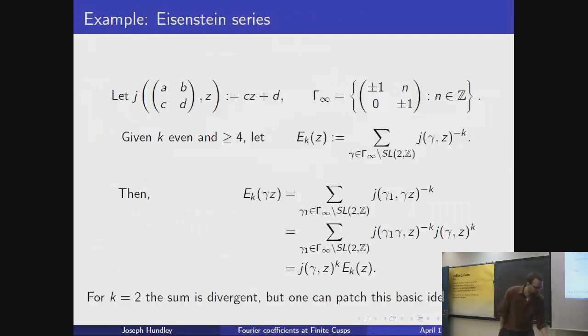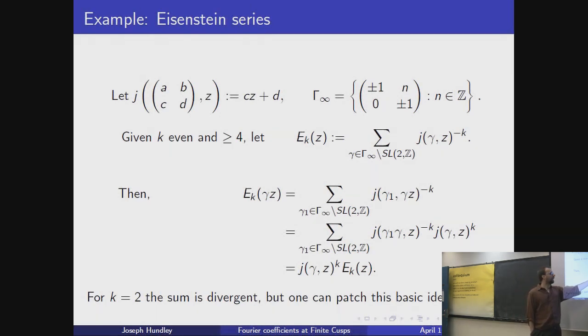Now, here, I know that I'm going to take this to an even power. And that's why I'm invariant by matrices with negative ones on the diagonal. And so if we know we're invariant by gamma infinity, what we could do is just try to average over SL2Z mod gamma infinity and produce something that would then be invariant by all of SL2Z. And sure enough, that's the Eisenstein series. I need to take k to be at least 4 in order to make the sum converge.